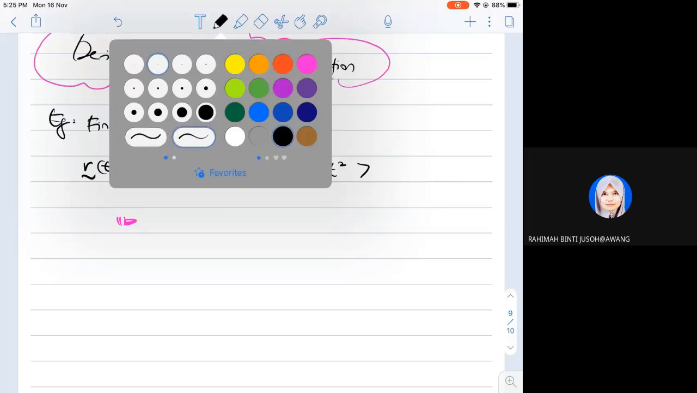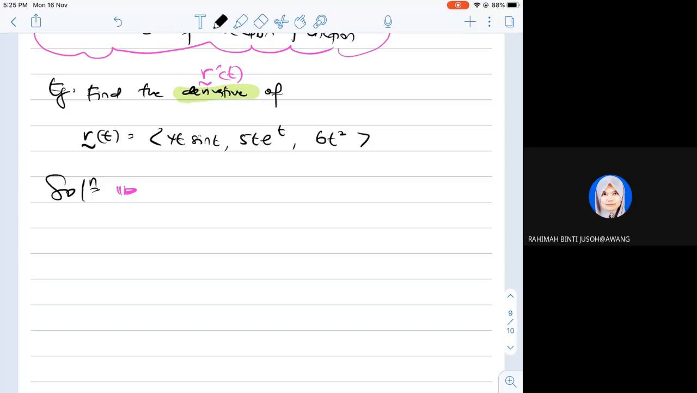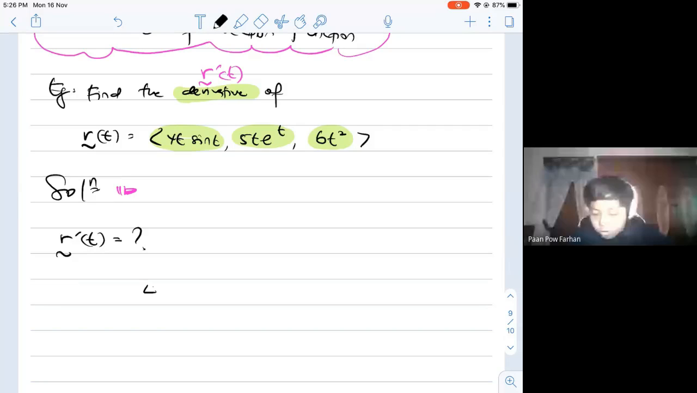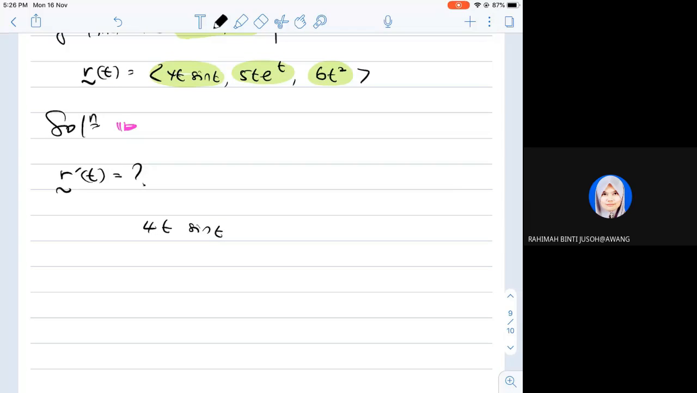So, solution. Okay guys, in order to find r prime t, you need to differentiate component-wise: 40 sin t, 5t e^t, and 6t squared. So 40 sin t, how to differentiate 40 sin t? Product rule. Yes, we need to use the product rule because it's a multiplication of two types of function.